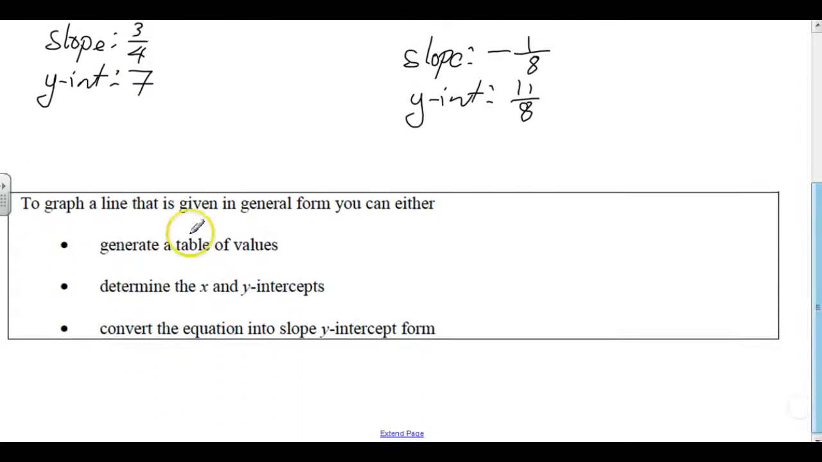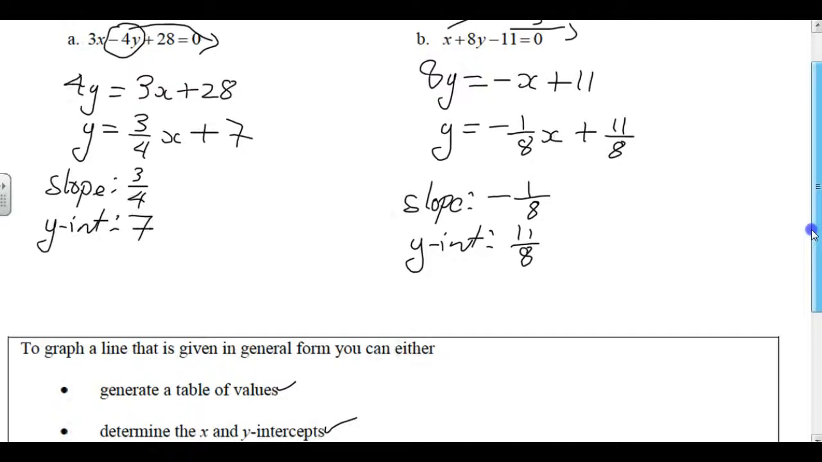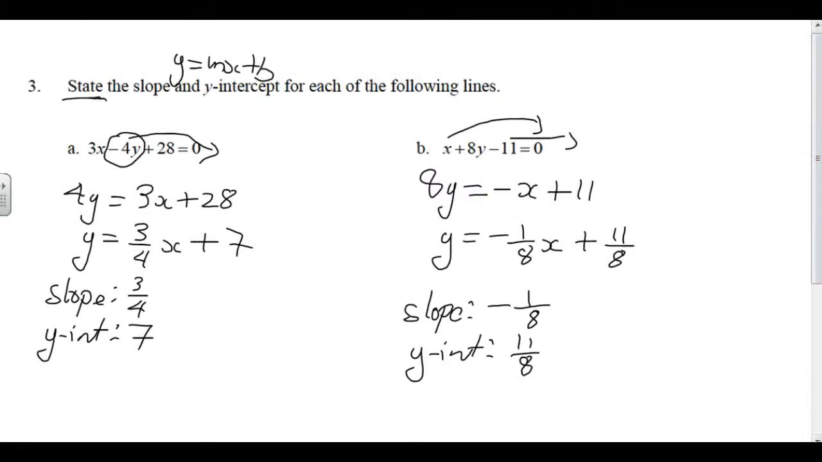To graph a line that's given in general form, you can generate a table of values. You can determine the x and the y-intercepts. That works nice if they're nice numbers. You can convert the equation into slope y-intercept form. So that's all the different ways we have of graphing, and now you've got some work to do.